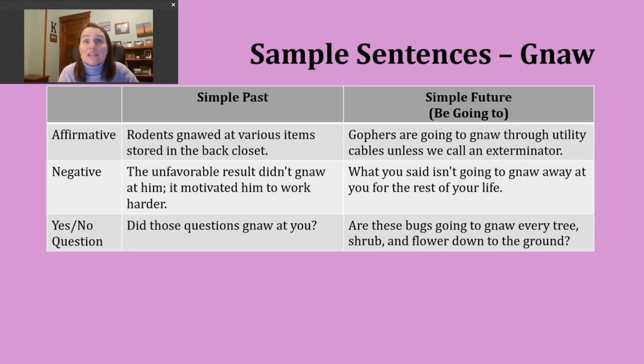Now let's look at making a yes or no question in the simple past tense. To do this, start with did, then you'll have your subject, and then the base verb. Again, I like to point out to students, notice I'm not using the ed form of the verb in my yes or no question. Here's my last example. Did those questions gnaw at you?